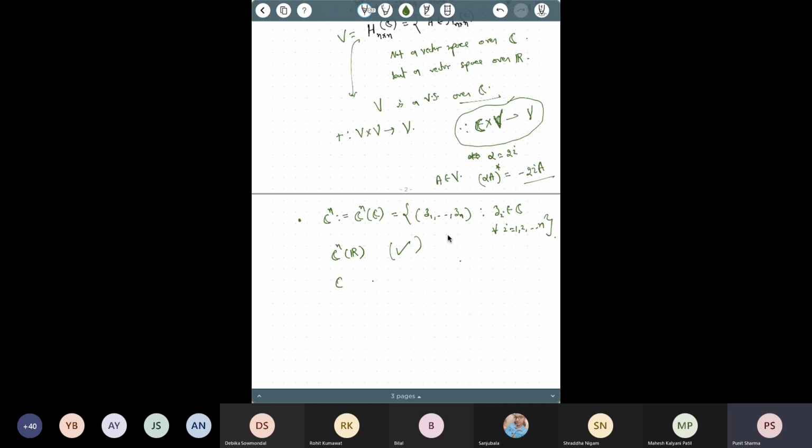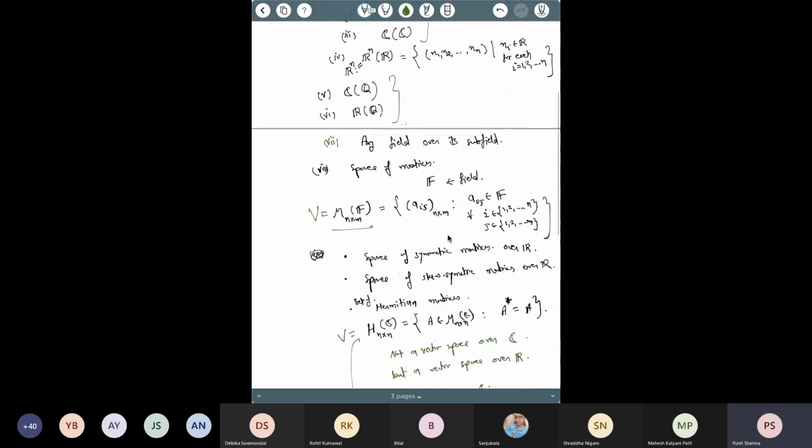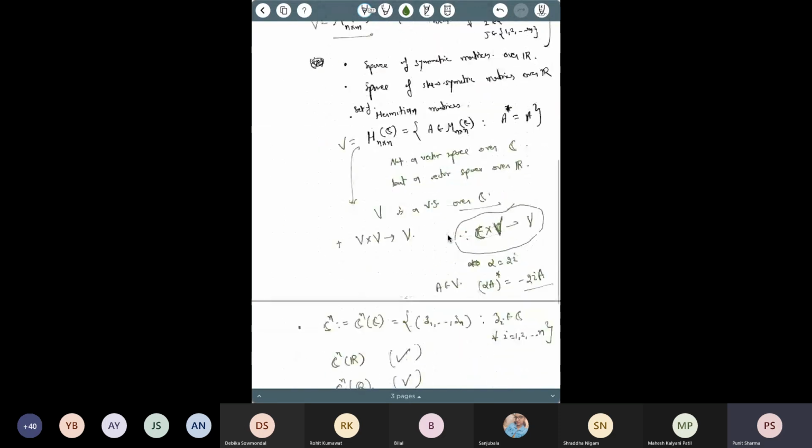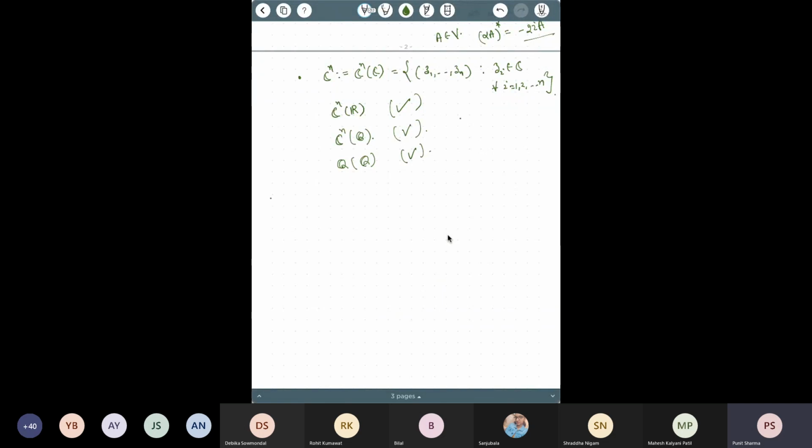Cn over Q is also a vector space. Q over Q is also a vector space. So there are many examples you can construct and verify. These are some standard ones. We have already talked about the Euclidean spaces and the space of matrices. Then what comes next? The space of polynomials. Some of you said space of polynomials. So tell me what it is.